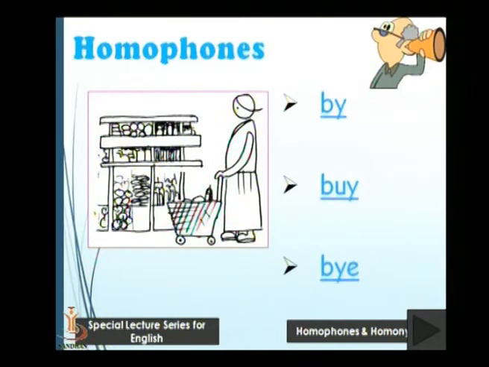Then B-U-Y, buy, means making a purchase of something. When we go to market to buy something, it is B-U-Y. And third is bye, saying tata to somebody, bidding farewell, parting from somebody. When we part from somebody, we use this B-Y-E, bye.